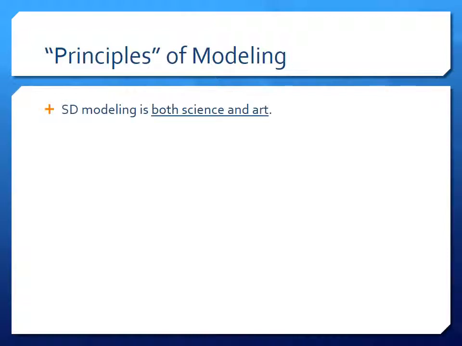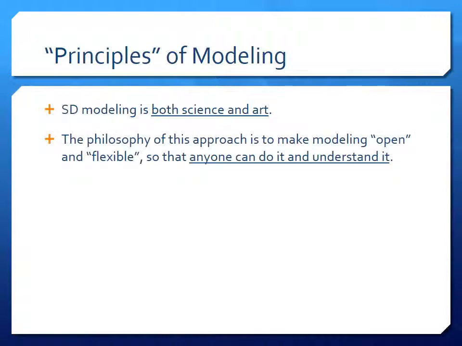I think the first thing to say is that system dynamics modeling is both science and art. It's not entirely formal. We're going to be doing a lot of things that are not necessarily mathematical, which tends to be confused with modeling at times. The philosophy, the approach that I've tried to make in this class is to make this modeling an open process and flexible so that anyone, literally anyone, can do it and understand it. And I think we'll get there.